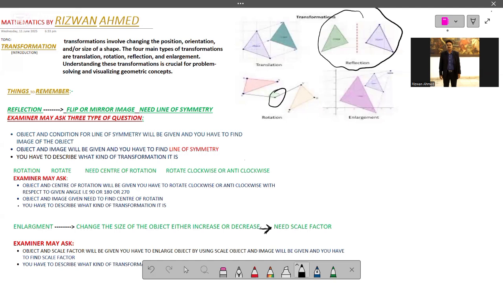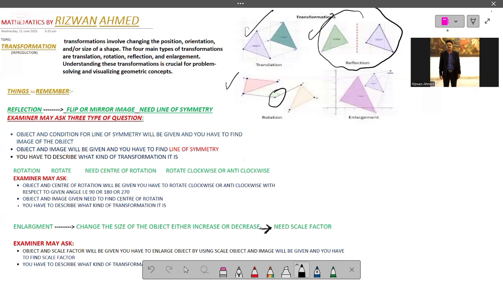Translation means change or move the position. Like in all three of the shapes, the important thing is that the size of mirror and object are the same. But when we talk about enlargement, enlargement means the shape will either increase or decrease. It all depends on the scale factor.